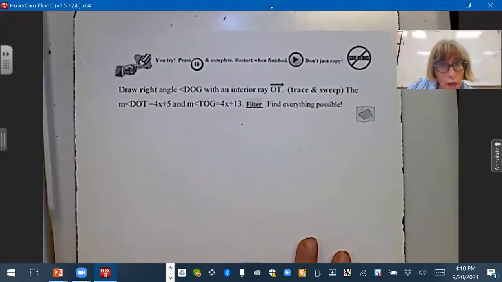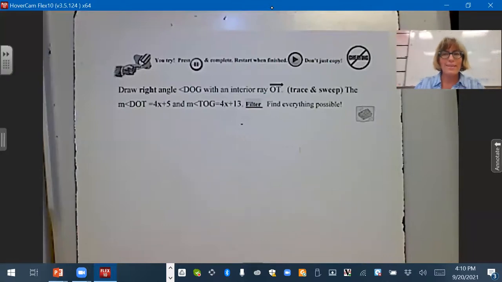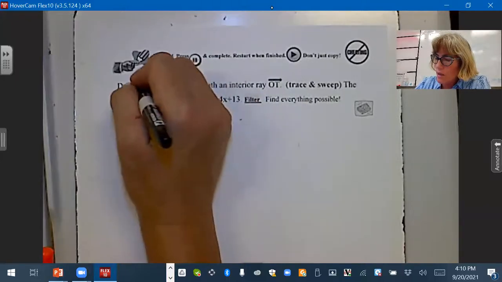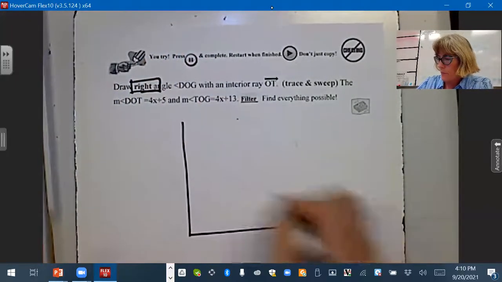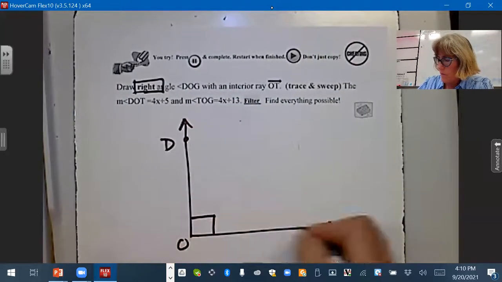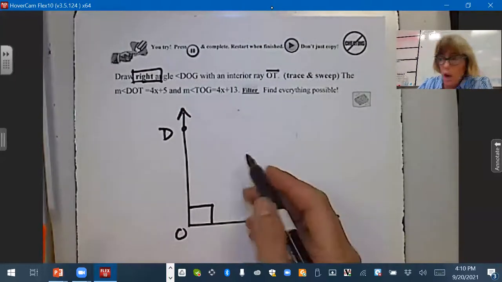This page you're going to do on your own. So, working in pencil and then correct in red pen. Pause the video. Welcome back. Let's see how you did here. So it says draw a right angle DOG. This was the most important step. With an interior ray OT.